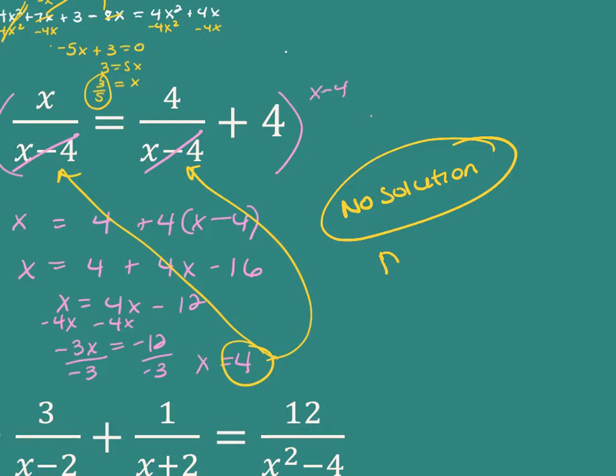So I think it's a D&E on WebAssign. Okay. Why is there no solution? Because you can't use a 4 in the denominator in the beginning, right? It would make that denominator 0, and we can't divide by 0. You're welcome.